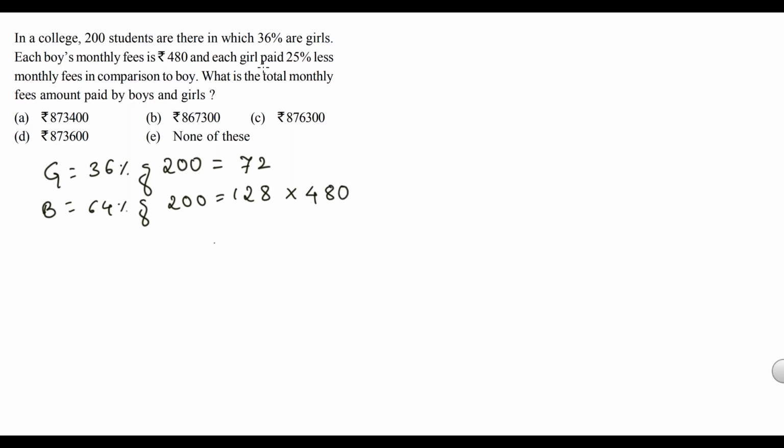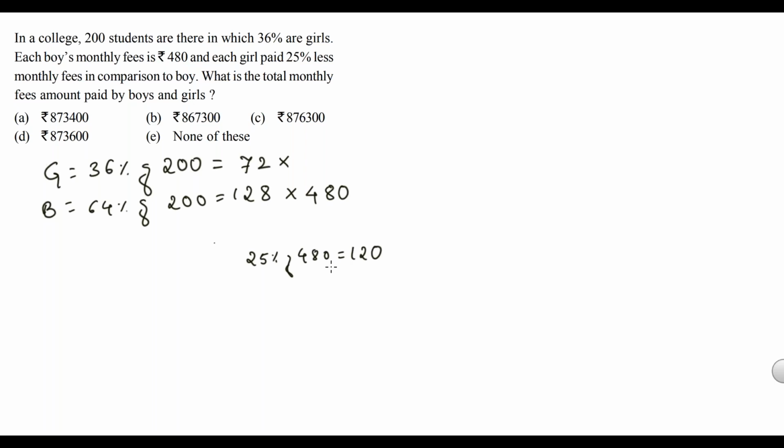Right? And each girl paid 25% less than boys. So 480 is the fees paid by each boy. 25% less than 480. Can you quickly tell me what is 25% of 480? Yes, it is 120. Right?